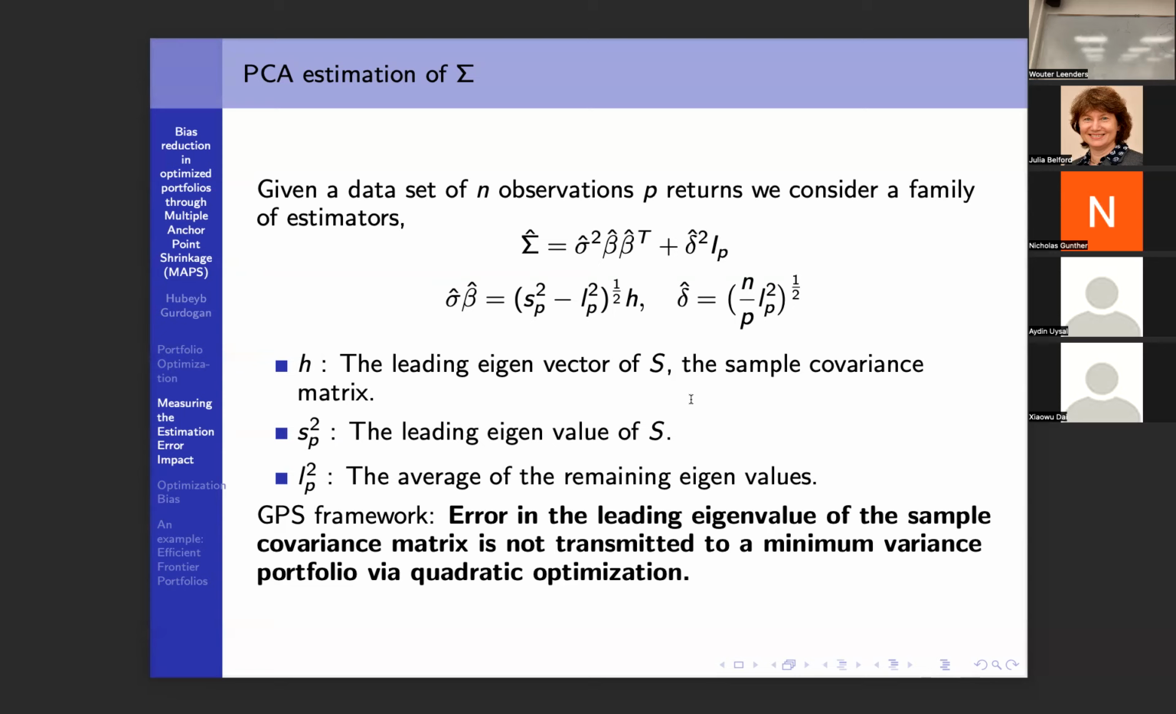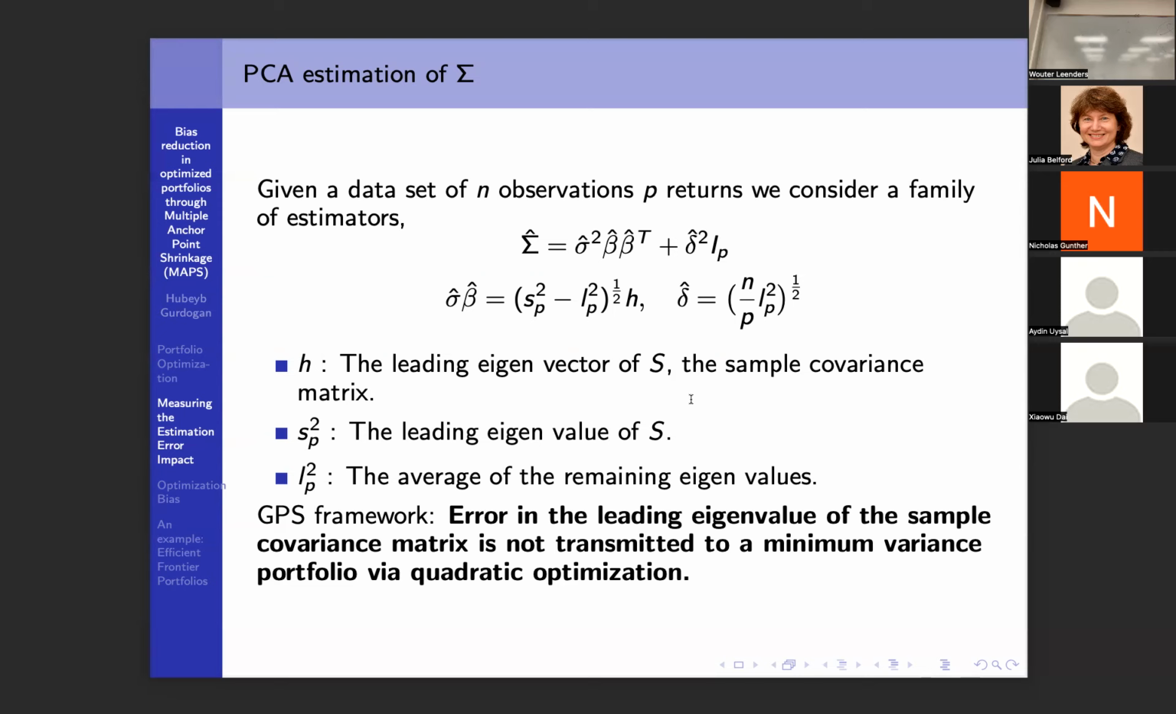So IP, yes, you're right, is a p-dimensional identity matrix over here. And LP is different than that. LP is the average of the remaining eigenvalues. You take the list of eigenvalues of the sample covariance matrix, you take off the leading eigenvalue, and then you average the remaining eigenvalues. That is LP squared.